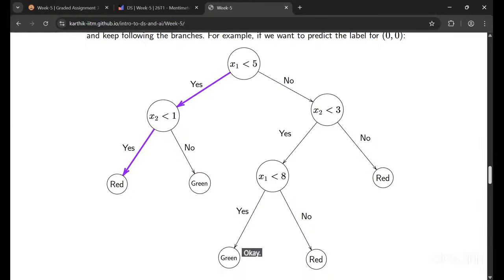A random question here. What about 5, 5? It will be red. So first it's going to go in this no direction, then again no. Ma'am, I don't understand why that's happening. Okay, so you're starting from the root here. Is 5 less than 5? Yes or no? Oh, okay, ma'am. Yes, ma'am, I understood. Okay, so then you come here and I think it's straightforward from here.